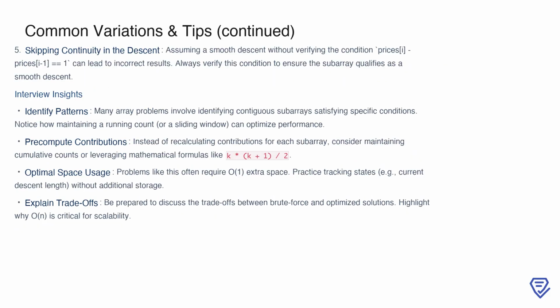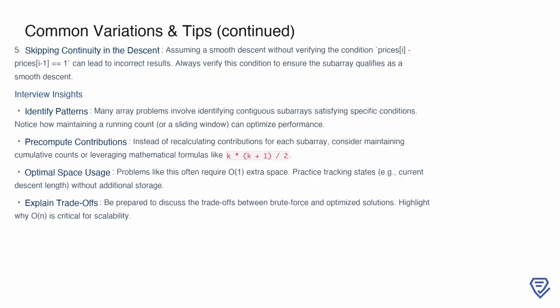Additionally, skipping continuity in the descent is another common mistake. Smooth descent periods require that the difference between consecutive prices is exactly 1, meaning prices[i-1] - prices[i] must equal 1. Failing to verify this condition can result in subarrays that don't actually qualify as smooth descents being included in the count. Now, from an interview perspective, there are several valuable insights to consider.